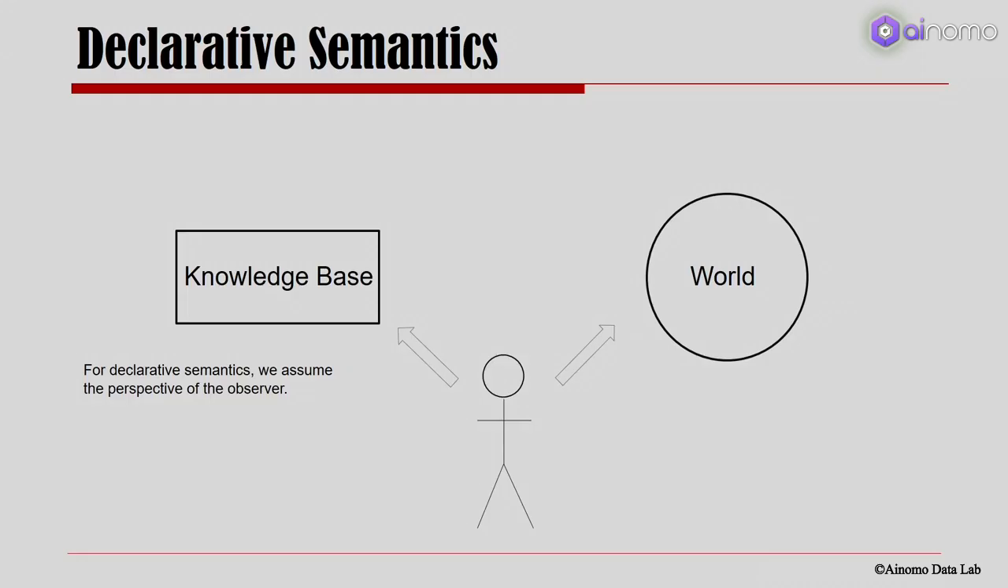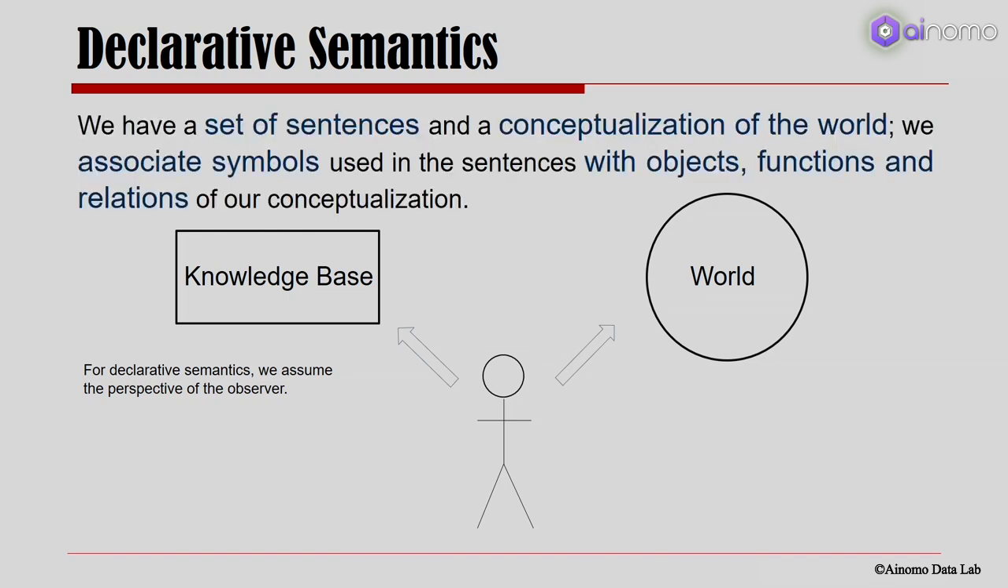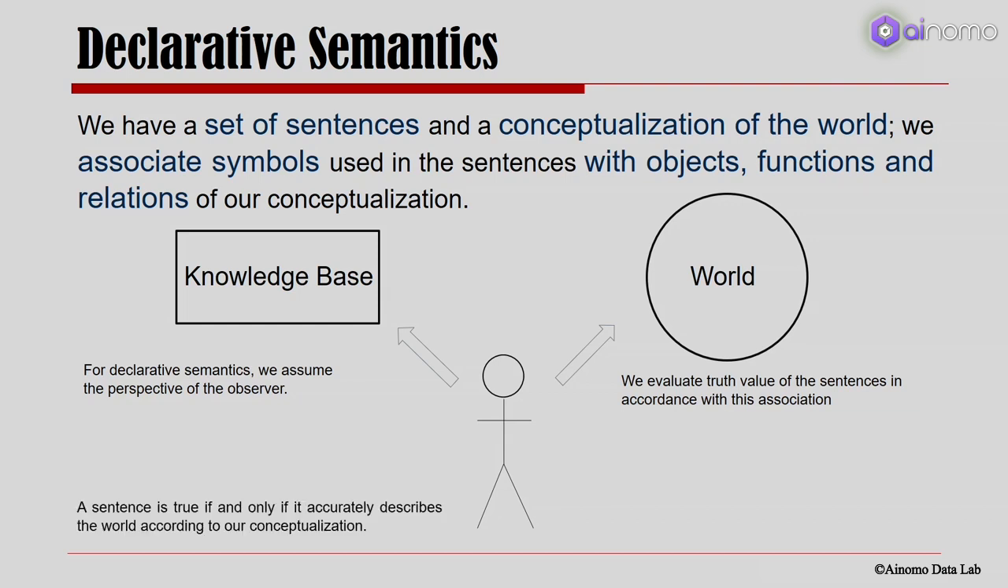So, for declarative semantics, we assume the perspective of the observer as shown in the illustration here. We have a set of sentences and a conceptualization of the world. We associate symbols used in the sentence with objects, functions and relations of our conceptualization. We evaluate the truth value of the sentences in accordance with this association, and a sentence is true if and only if it accurately describes the world according to our conceptualization.